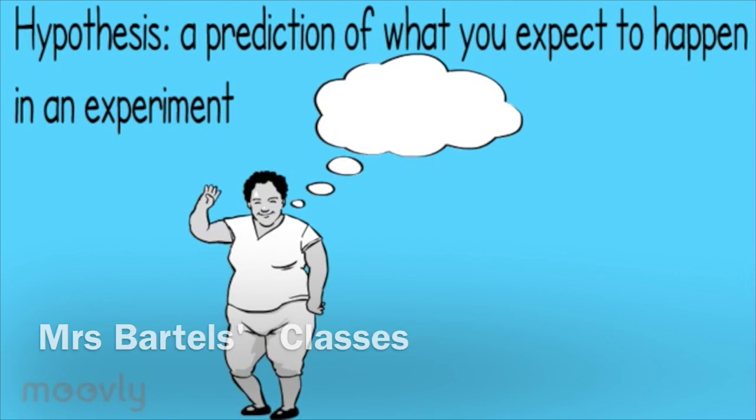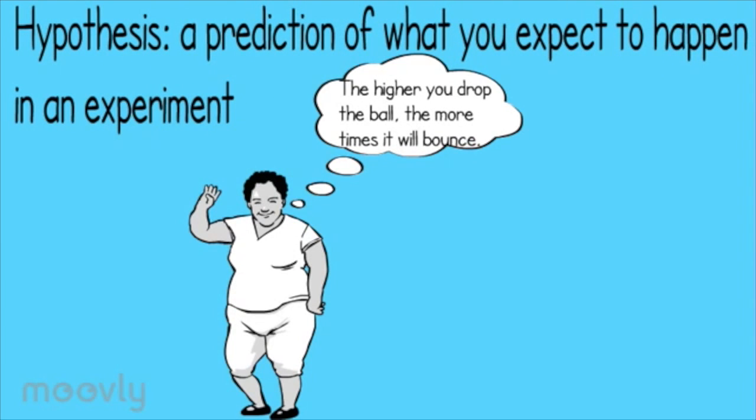A hypothesis is a prediction of what you expect to happen in an experiment. It must include the dependent and independent variables. An example is, the higher you drop the ball, the more times it will bounce. The independent variable is the height you drop the ball from, and the dependent variable is the number of bounces.